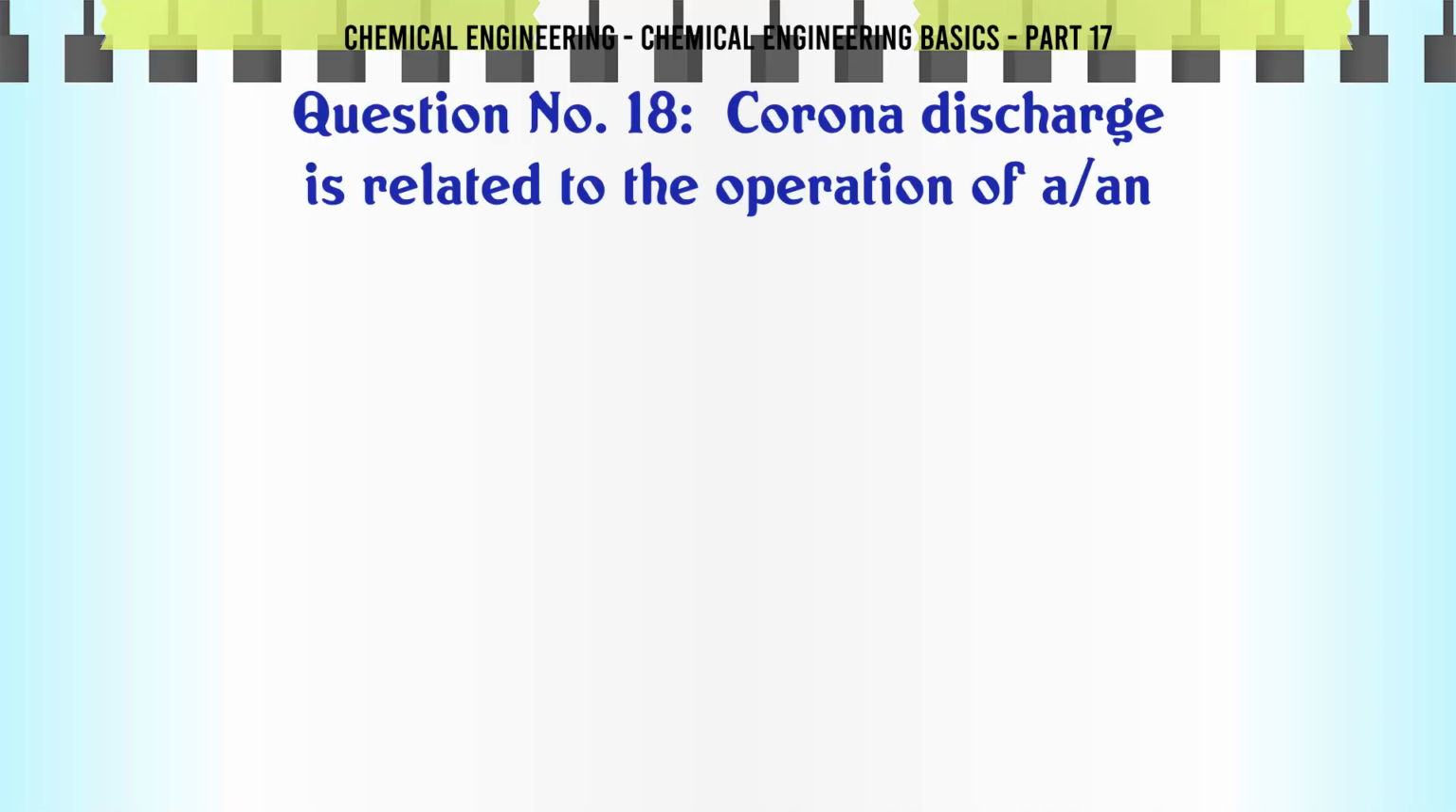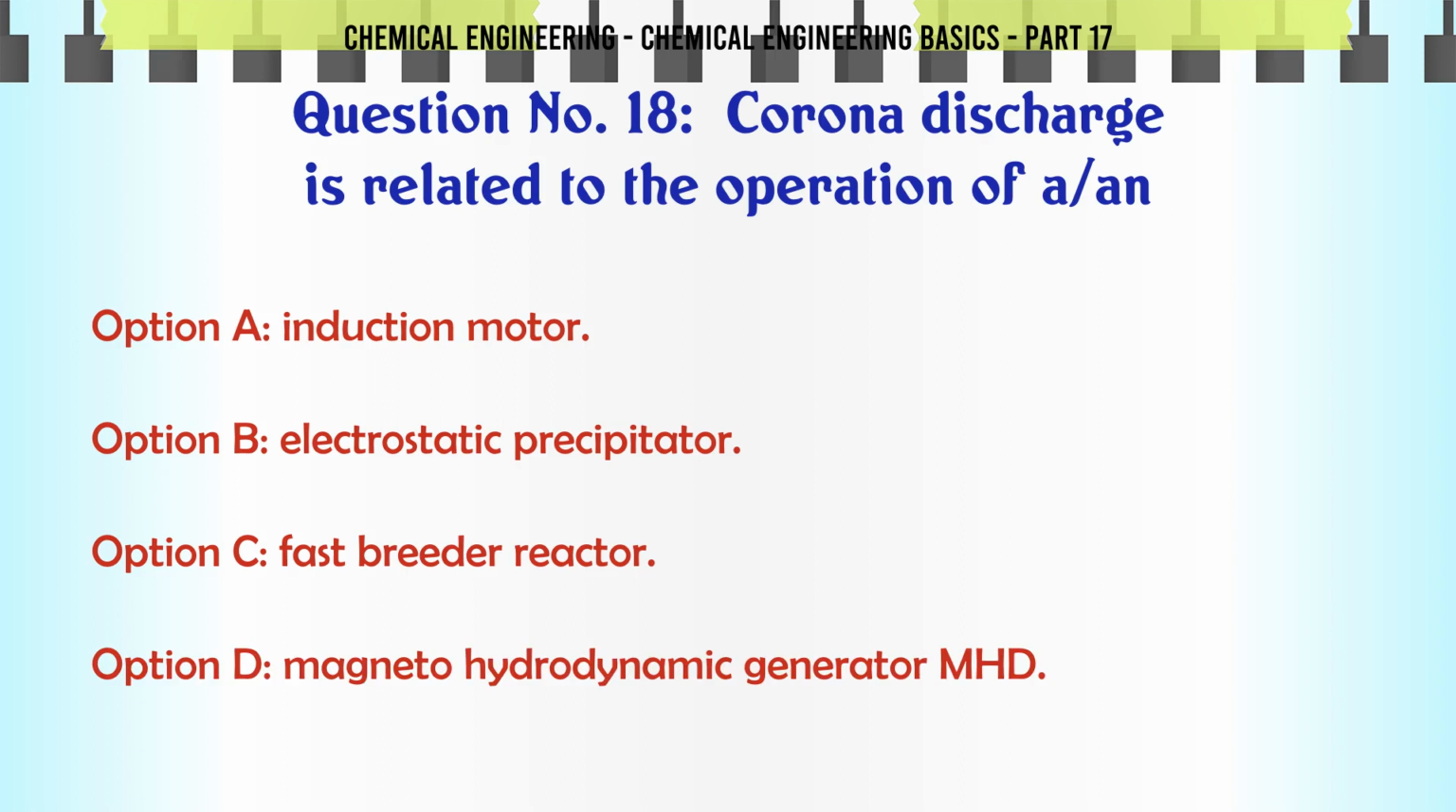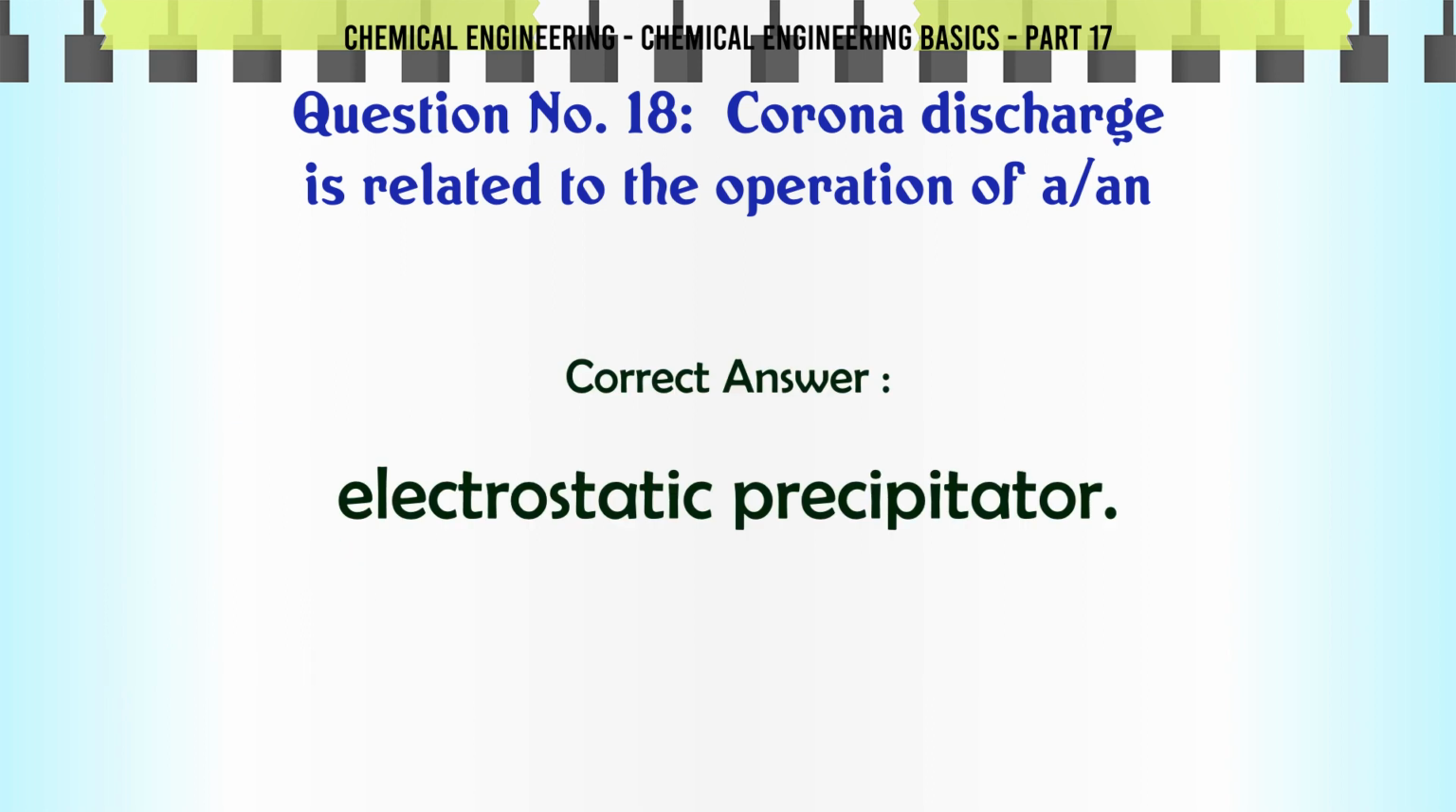Corona discharge is related to the operation of an A. Induction motor, B. Electrostatic precipitator, C. Fast breeder reactor, D. Magneto-hydrodynamic generator MHD. The correct answer is electrostatic precipitator.